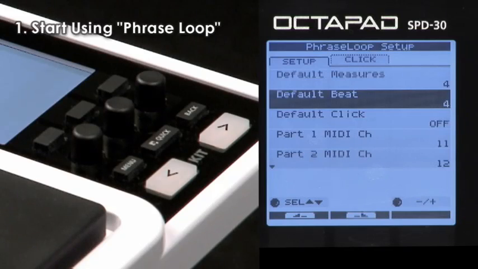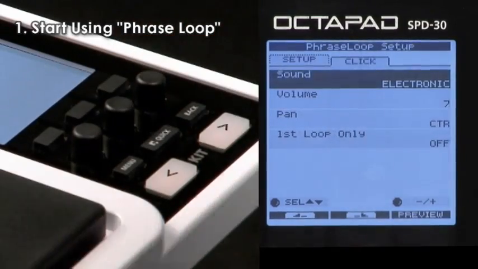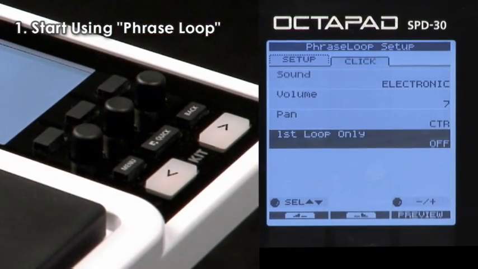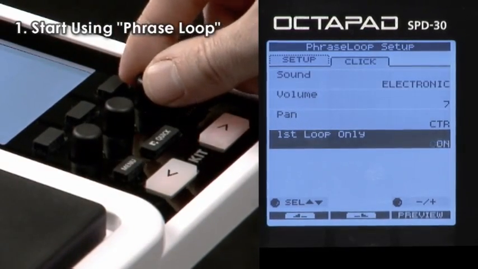Also, you can choose to hear the click sound only for your first loop recording. Move to the Click tab, go down to First Loop Only, and select this in the On position.